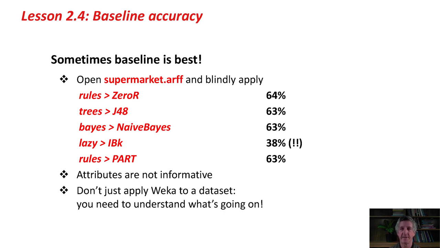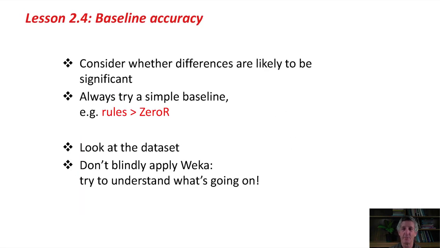This is because for this data set the attributes are not really informative. So the rule here is, don't just apply Weka to a data set blindly. You need to understand what's going on, and when you do apply Weka to a data set, always make sure that you try the baseline classifier ZeroR before doing anything else. In general, simplicity is best. Always try simple classifiers before you try more complicated ones. Also, you should consider when you get these small differences whether the differences are likely to be significant. We saw these 1% differences in the last lesson. They're probably not at all significant.